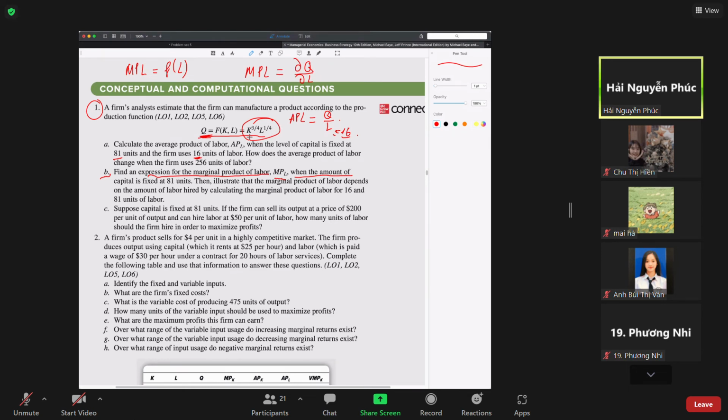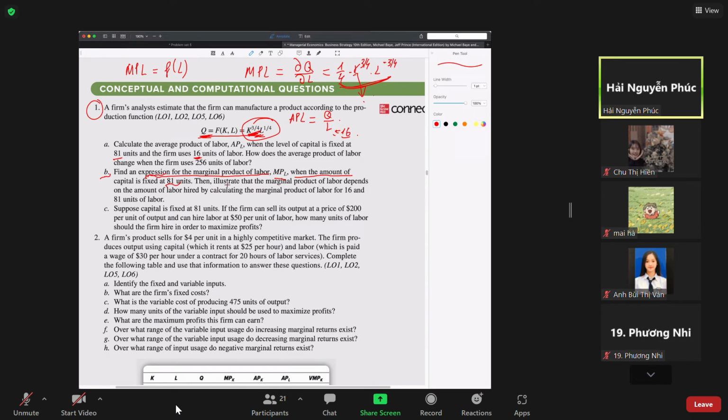So if you take a look, you can see it. It is going to be equal to 1 divided by 4 K^(3/4) L^(1/4 minus 1), so it is minus 3 divided by 4, right? Understand this one? All right, and you plug in the amount of capital, which is 81, and you can write out the expression for the marginal product.